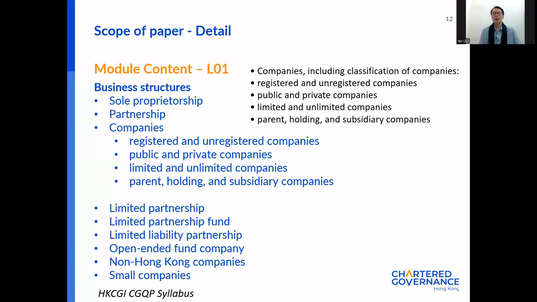So if you're a company that was incorporated under the Companies Ordinance, that would be a Hong Kong company. Okay, so non-Hong Kong company, because as you know, many companies not incorporated in Hong Kong do operate in Hong Kong. So in that case, if they register under the ordinance, these are the ones which are known as the non-Hong Kong companies. And then small companies.